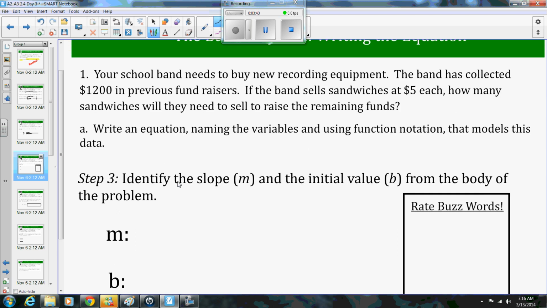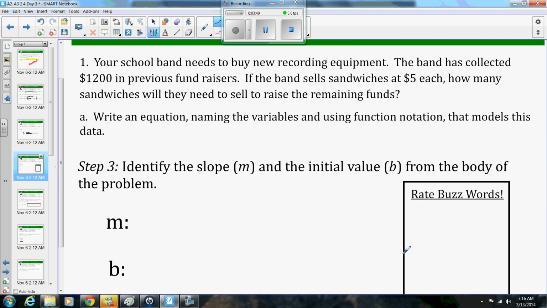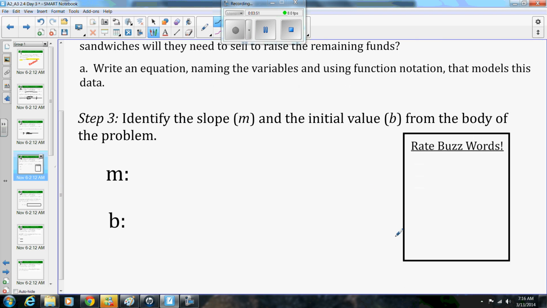Okay, so now we need to identify the slope and initial value from the body of the problem. Using these rate buzzwords is really the easiest thing to do. I think finding the rate is somewhat easier. Remember the buzzwords that we've gone over. So let's write them down if you don't have them. I think I might have only even identified a couple of these in the last problem that we did. So over, that's a good one.